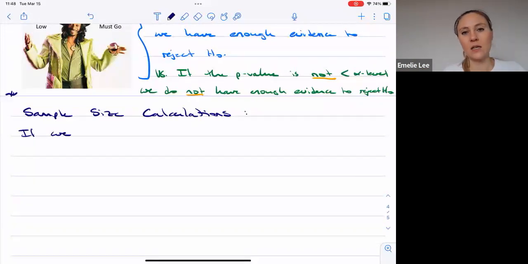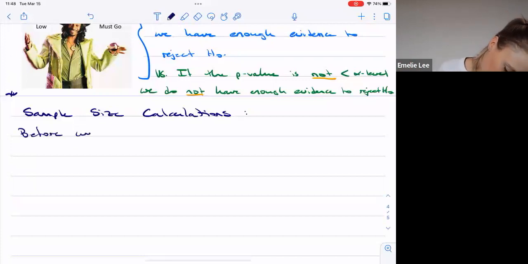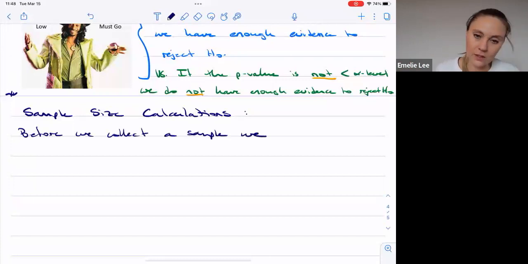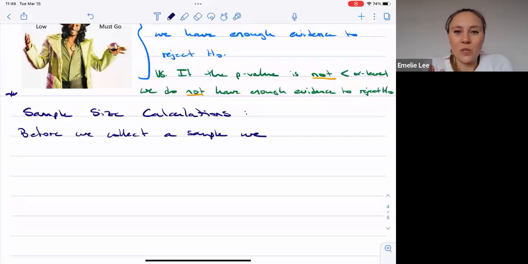If we plan on conducting a one sample proportion hypothesis test, right, or a confidence interval, then we can calculate what sample size we would need. And maybe I want to start this in a different way. So before we collect a sample, we will often want to be able to calculate how large of a sample we'll need, right, to satisfy some criteria.